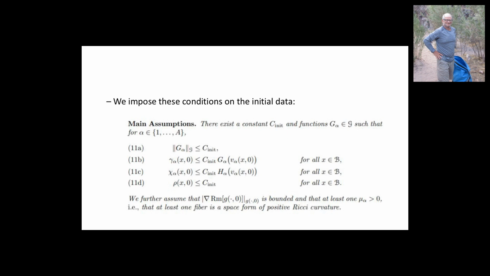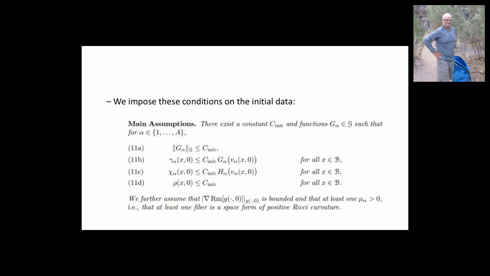multi-warped products. Our assumptions are that there exists a constant that we call C initial, and there exists a set of these functions G alpha, such that for all these fibers, first of all, the norms of the G alphas are controlled by the C initial, and then we have controls on these curvature control functions. We have gamma alpha initial controlled by the C initial times the G alpha initial, and then we have chi alpha controlled by the C initial times the H alpha.